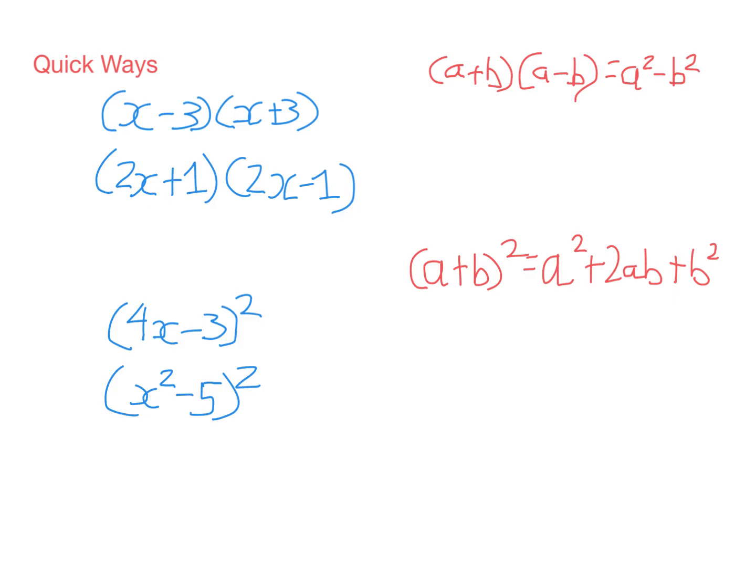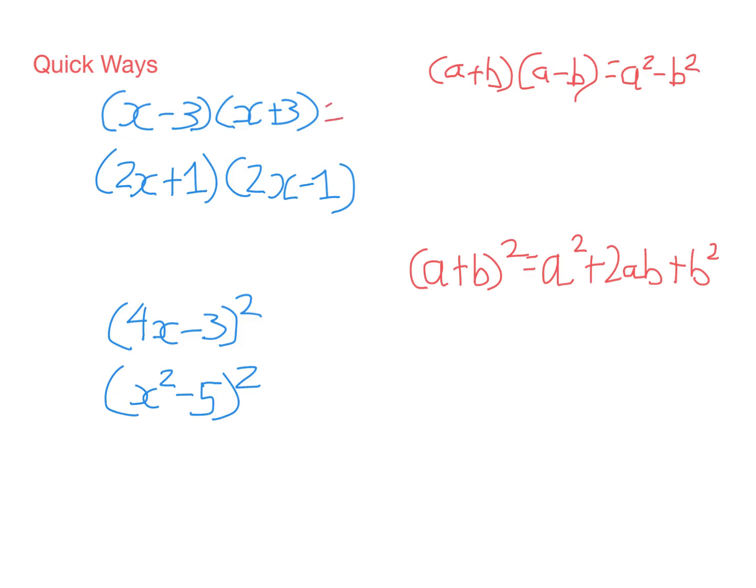So this arises when the two terms in each bracket are the same, but one has a plus and one has a minus. So when you're doing such an expansion, you simply square the first, square the second, and stick a minus between them. So here we have the same two terms in each bracket. One is a minus, one is a plus.